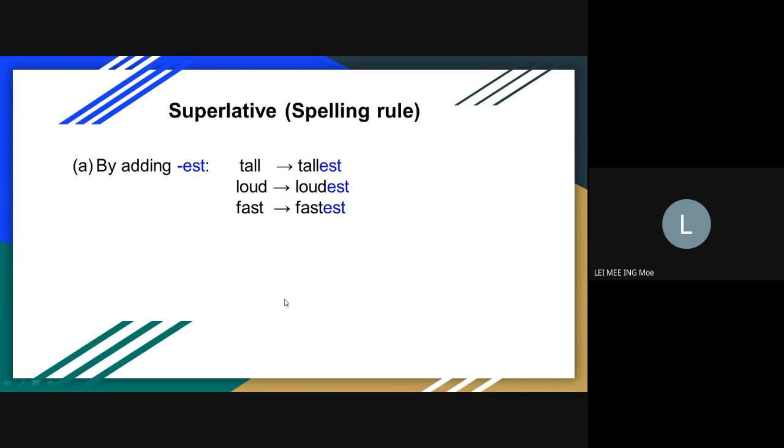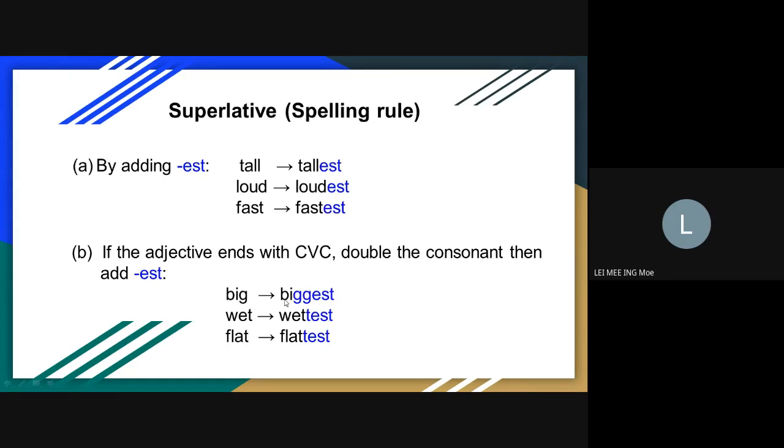Now, rule number 2. If the adjective ends with CVC, we double the consonant and then add est. For comparative, we add er, right? For superlative, we add est. So big, one syllable, becomes biggest. CVC, double the consonant G, plus est.